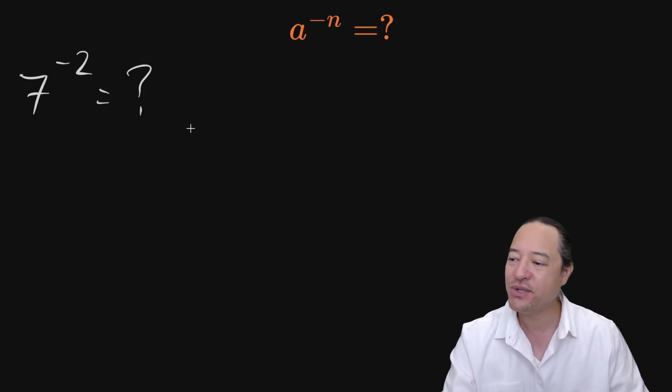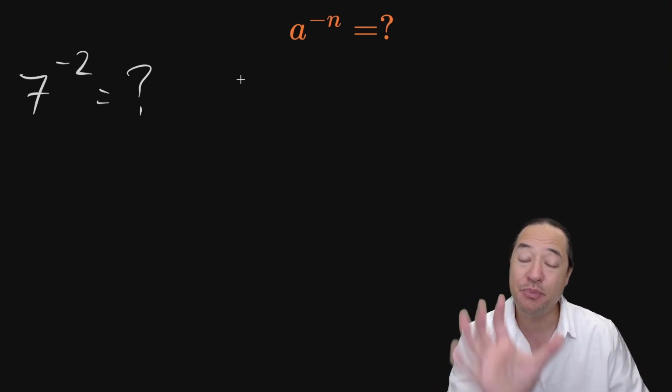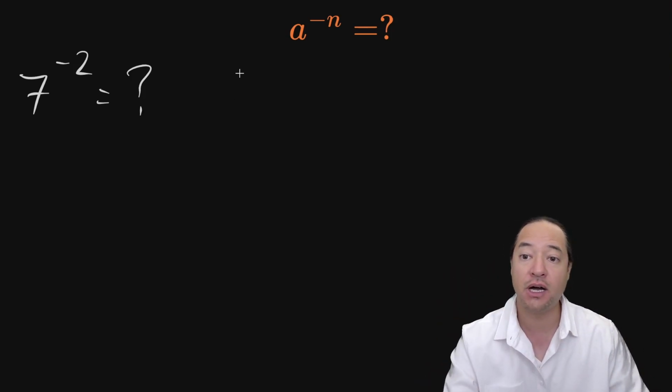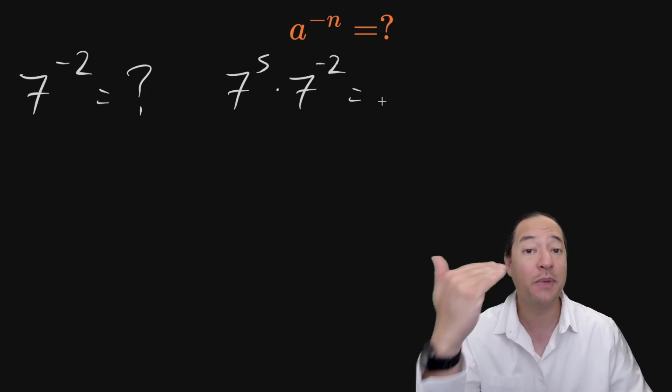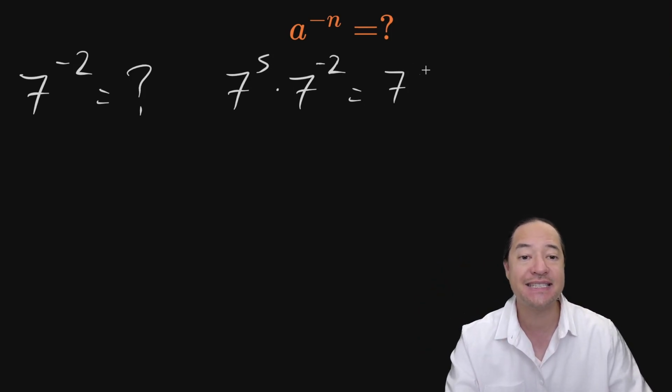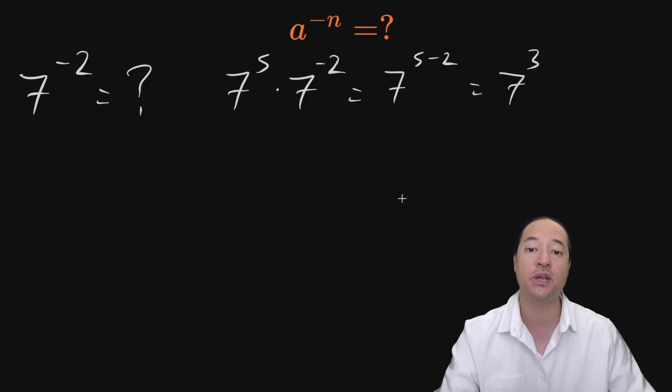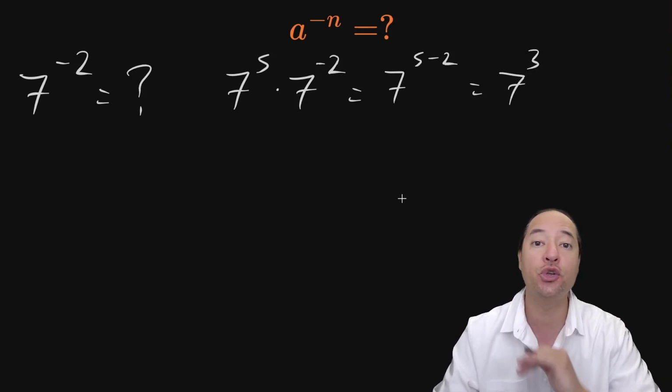Okay, so what we want to do is, just like before, we're going to try and be consistent with that rule. So if I had 7 to the 5th power multiplied by 7 to the negative 2 power, what would I get? Well, to maintain consistency, I should get 7 to the 5 plus negative 2 power. That's the same as 5 minus 2, okay? And what's that going to be? Well, 5 minus 2 is 3. Okay, we should get 7 cubed.